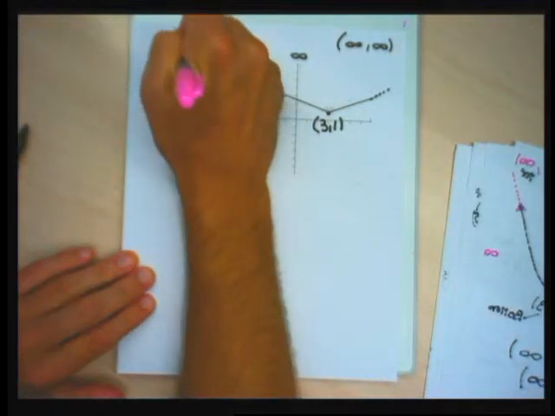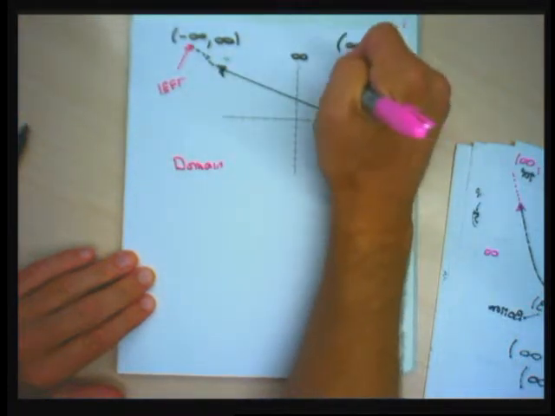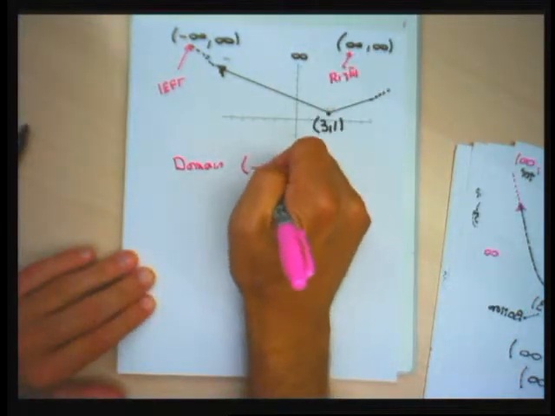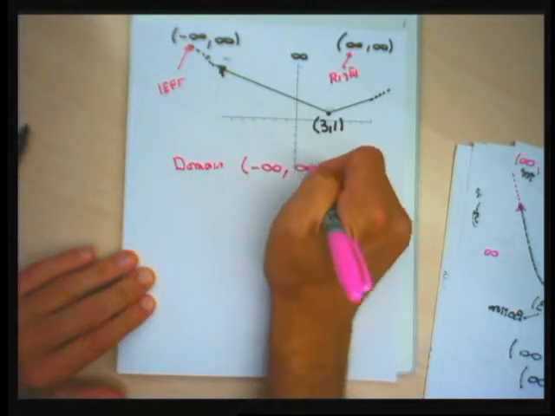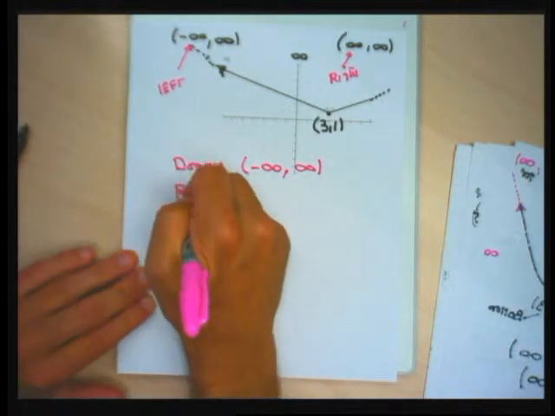I need the x-coordinate of the far left point and the x-coordinate of the far right point. So the domain here is going to be negative infinity to infinity, round brackets on the infinity, square brackets on the numbers.